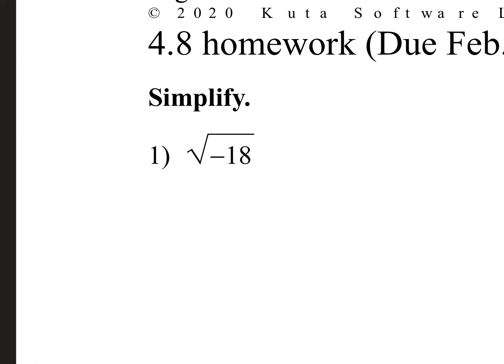All right, so we want to simplify. What do I need to do to simplify? Move the negative out and make it an i. And then what are my factors of 18? 6 and 3. My factors of 6? 3 and 2.